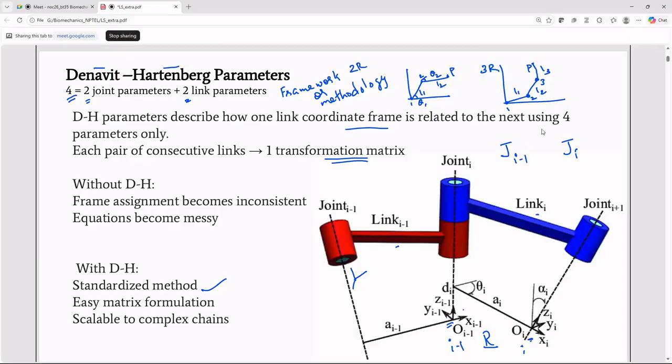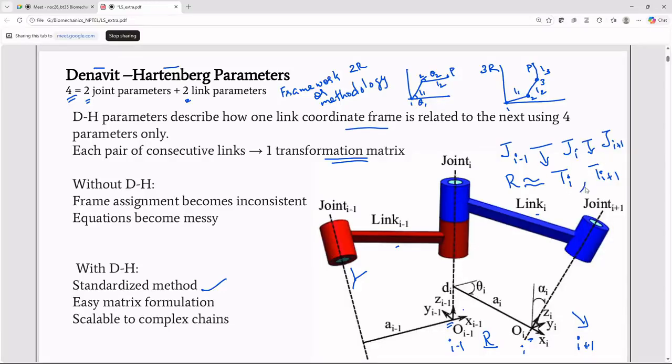So if the relation between this can be written as one transformation matrix Ti, then going in this direction, the next joint will be I plus 1. So for I plus 1, there will be a transformation matrix T I plus 1. It will give the relation between I and I plus 1.